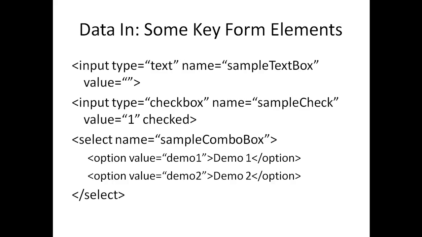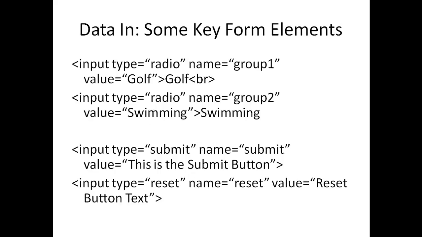All right, so the next one is input type equal radio, name equal group 1, value equal golf, and we're providing golf. Now we also then have the next option. So we put a break tag because we want the next radio button to show up underneath the first radio button. And it'll be radio button, the word golf, and then underneath the radio button and the word swimming.